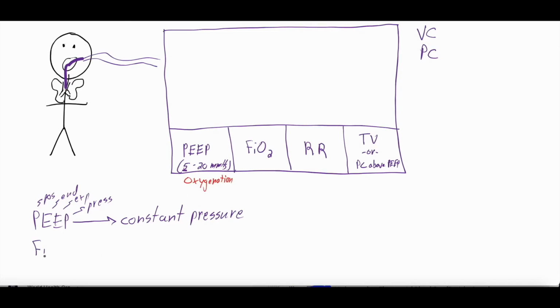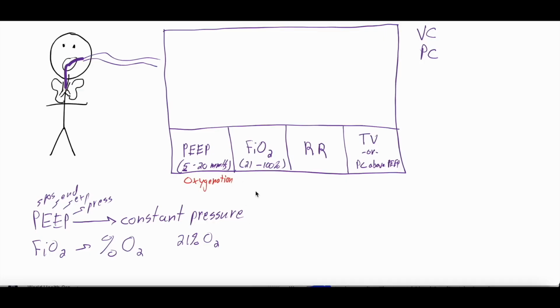The FiO2 is the fraction of inspired oxygen, right? And this is the percent oxygen that the patient is getting with each breath. And if we think about what this really means, atmospheric oxygen, just what we all breathe in at sea level, is 21% oxygen. So on the ventilator, we can set the oxygen anywhere from 21 to 100%, right? Because 21 is just atmospheric oxygen.